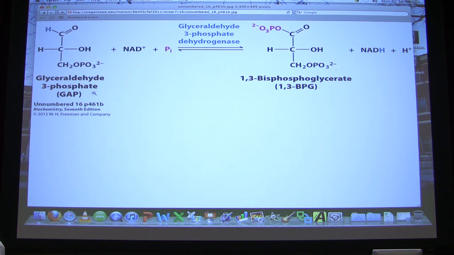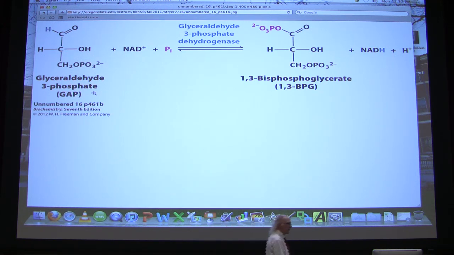Now, this reaction is actually two reactions that are occurring on this molecule. Remember that we're starting with two of these G3Ps. Everything we've got two of from now on. So we have two G3Ps, we have two NADs, we produce two of these, and we produce two of these, and we produce two of these. Okay. All right. Now, what's happening in this molecule?